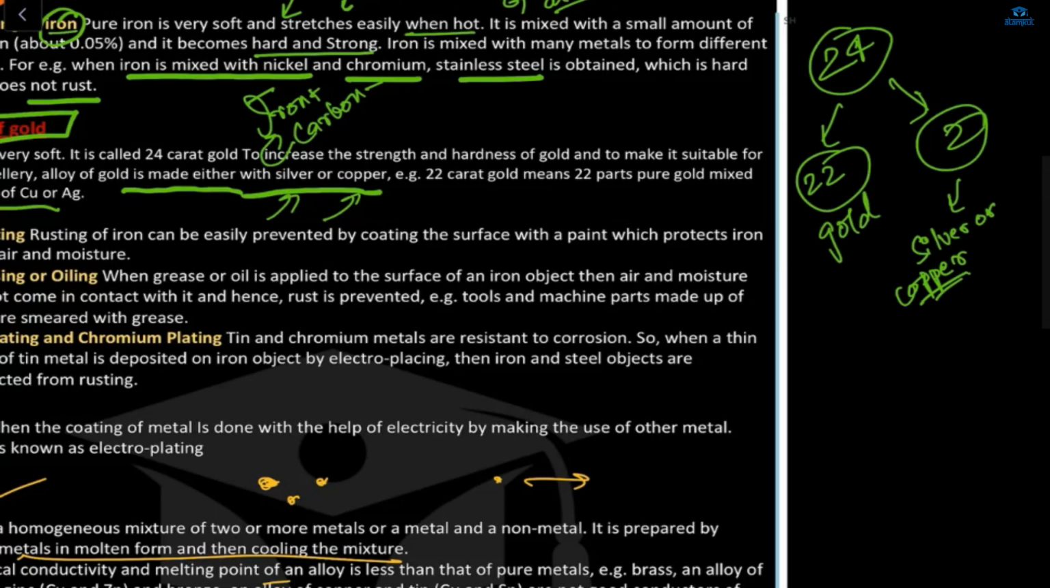Okay, now if anyone asks you whether 24 is pure gold, no, it is not pure. It is 22 karat gold that is pure, but 2 carat is mixed with silver or copper.